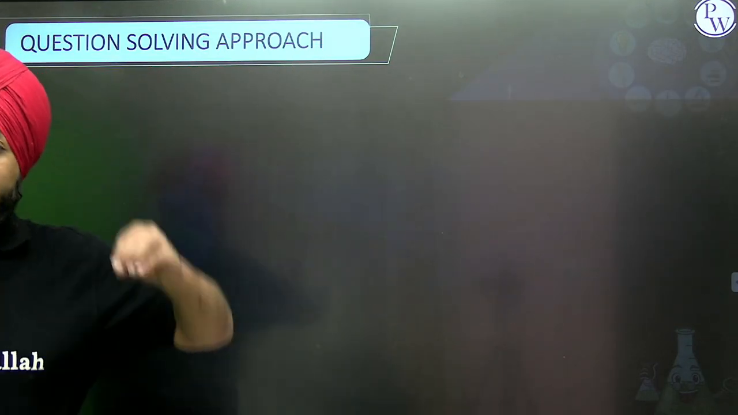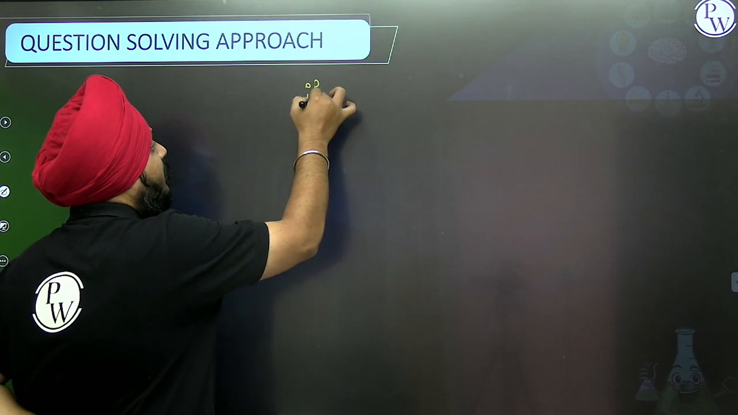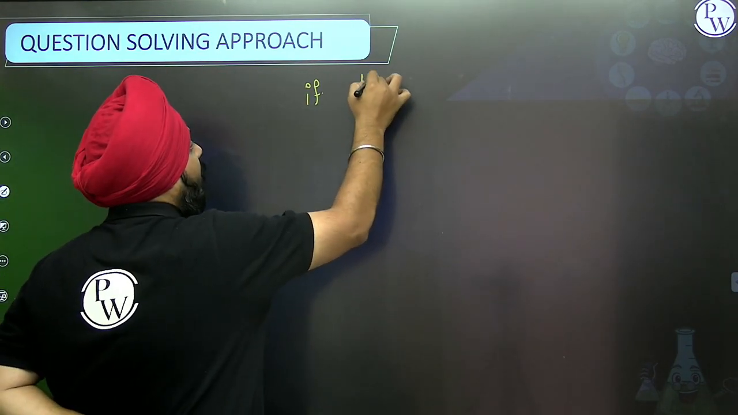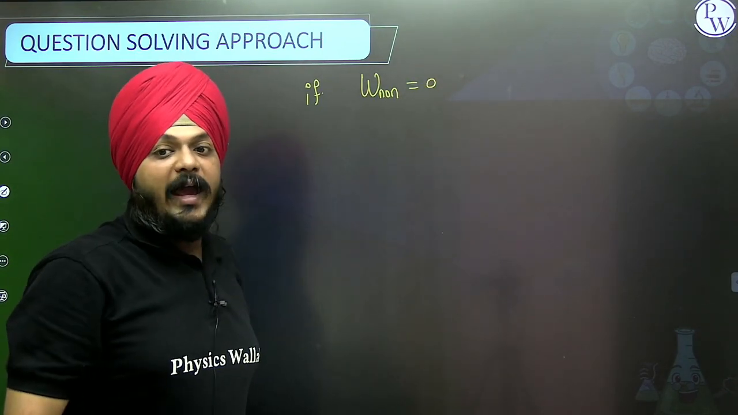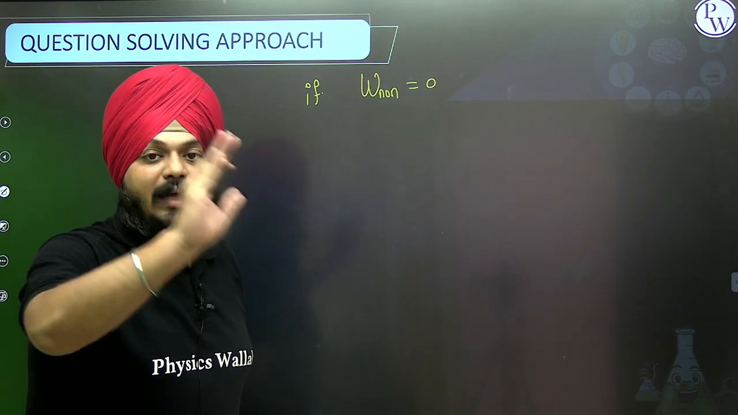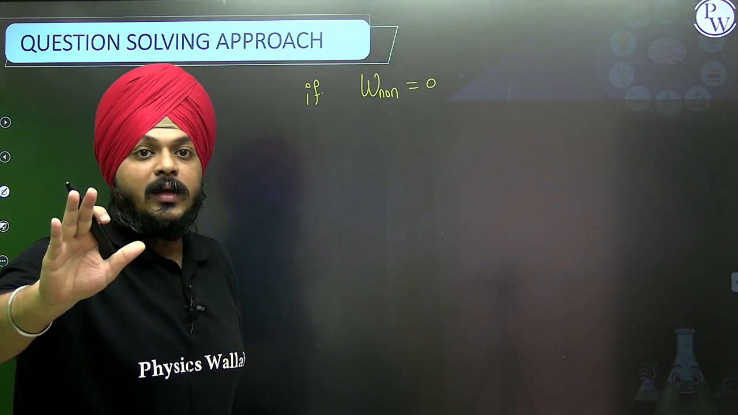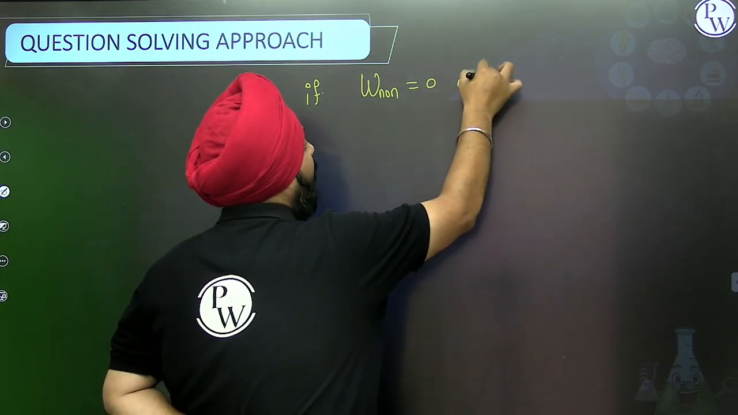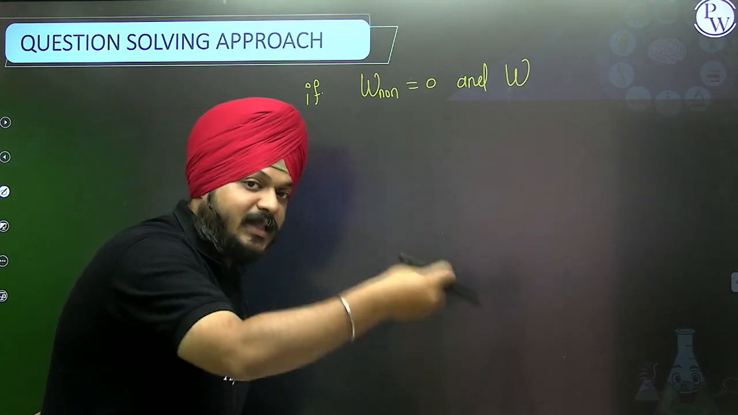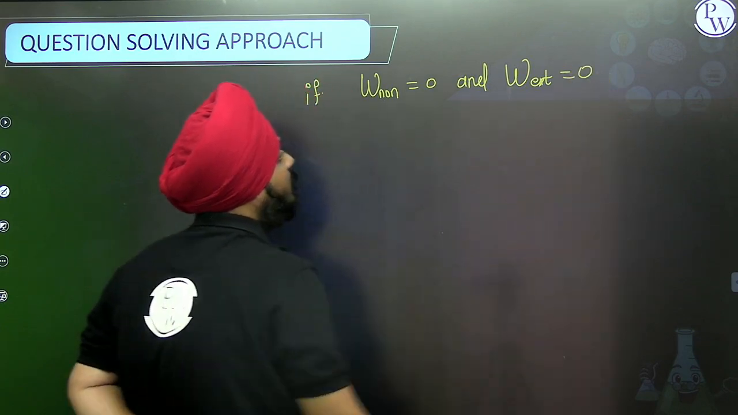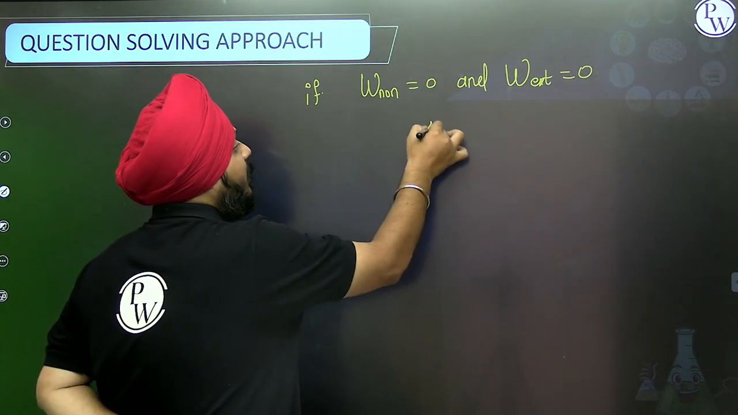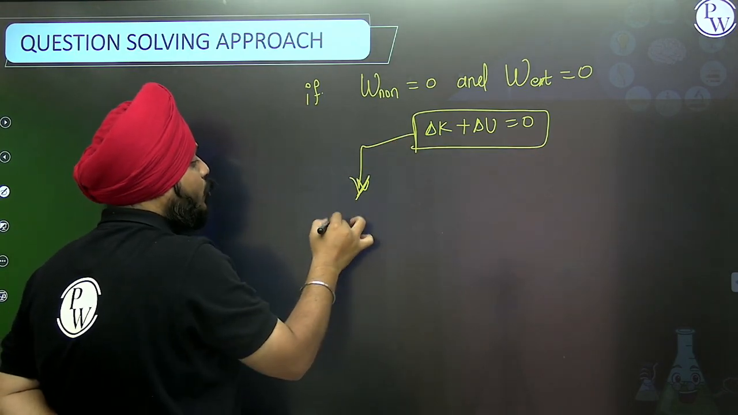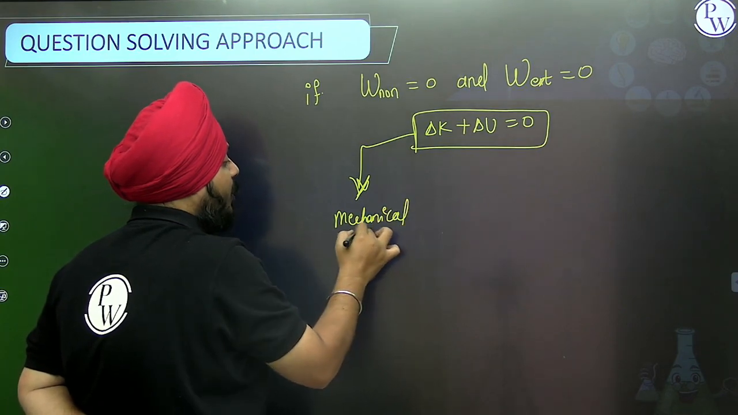Now, suppose in any case the work done by the non-conservative forces is zero. Why? Because no non-conservative forces are present. An example of a non-conservative force is friction. Suppose friction is not present and no dissipative forces are there, then the work done by non-conservative forces is zero. And suppose no external agent is there either, so the work done by the external agent is also zero. In that case, delta K plus delta U is equal to zero. When this statement is valid, we say mechanical energy is conserved.